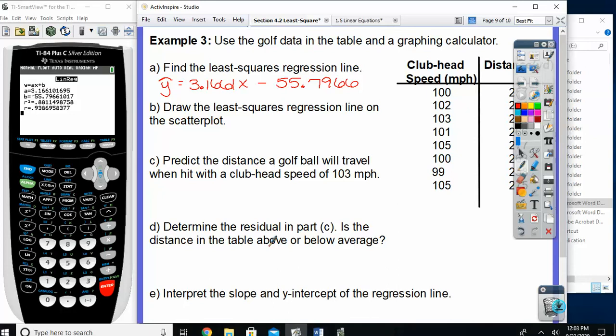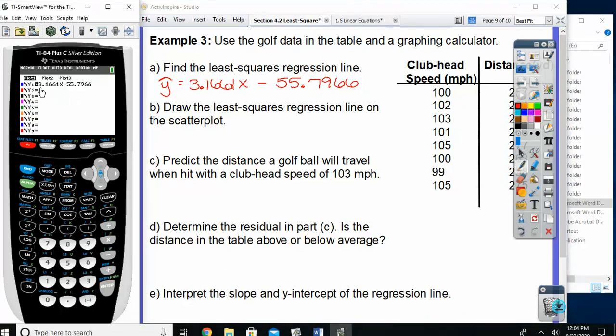Okay, we can graph both the scatter plot and the line of best fit just to see how good the line is. Yesterday we graphed scatter plots. If you want to graph this line along with it, all you have to do is go to your y equals and type in that line that we just wrote. So in your y1 you're going to put 3.1661x minus 55.7966.